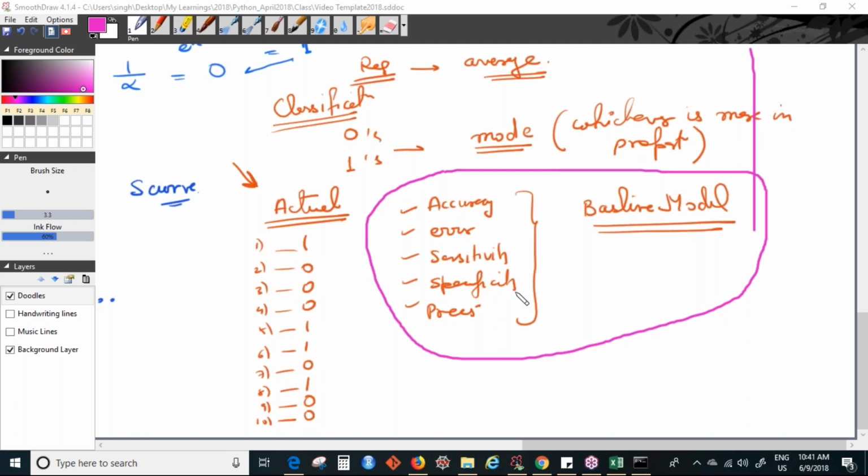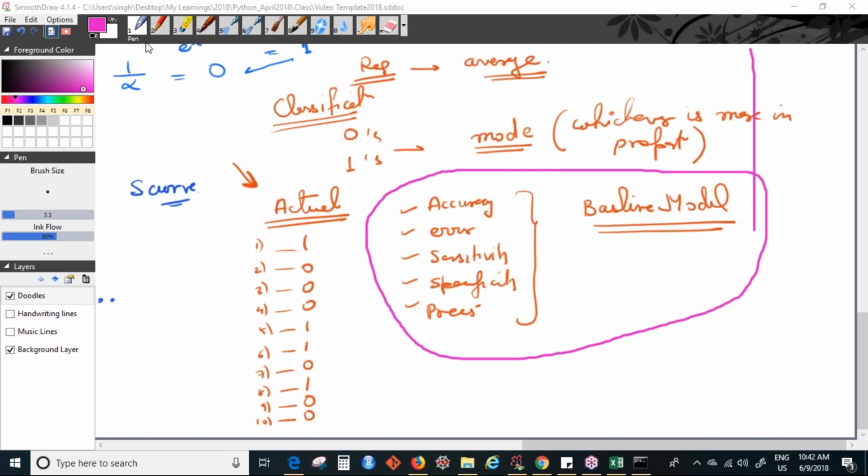So accuracy is 60%. Error is 40%, sensitivity 0%, specificity 100%, and precision is. Anybody else got the answer and got the same answer as Prashant? Okay, did you get the same answer, Nitish? Did others get the same answer as him? Okay, yeah, that is correct.